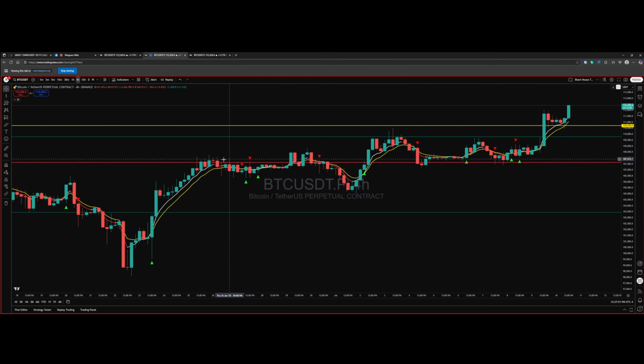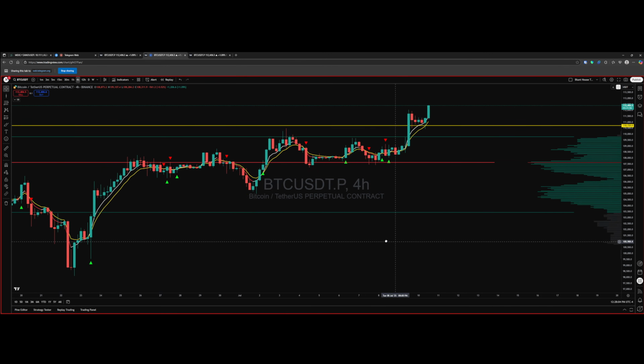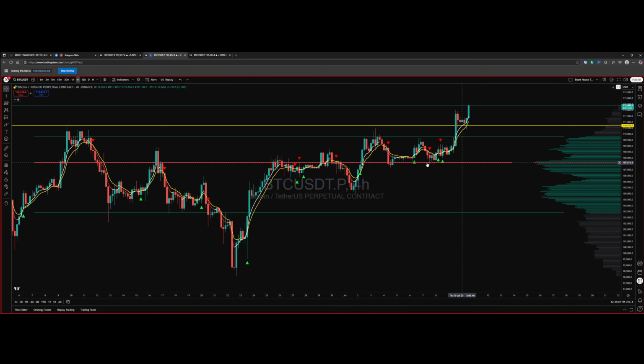I don't think it's an accident that the move you get comes off the point of control. I really don't. It's because it's the largest shelf when you see it on the volume profile.